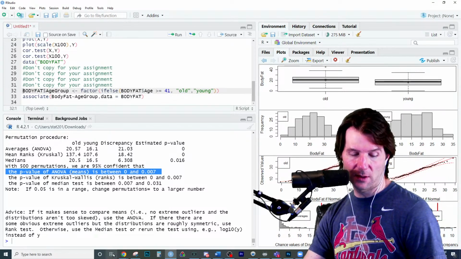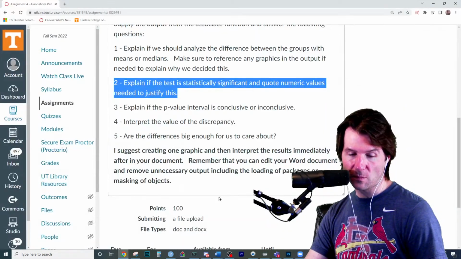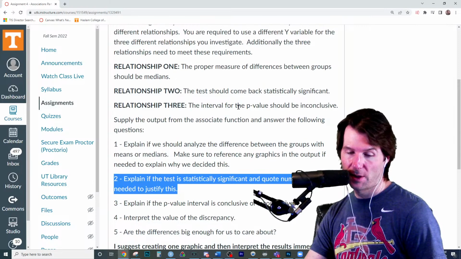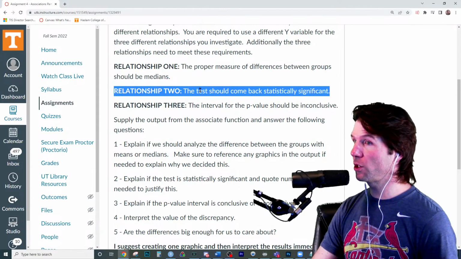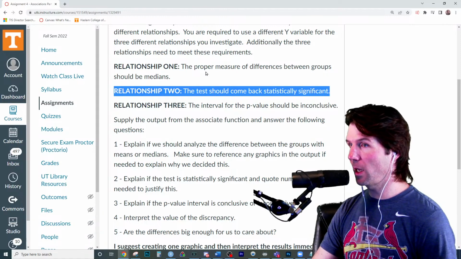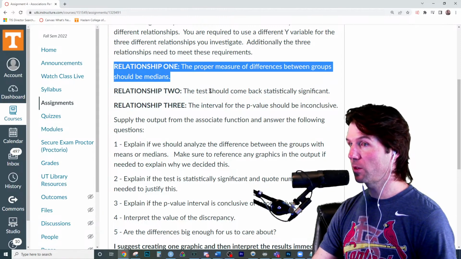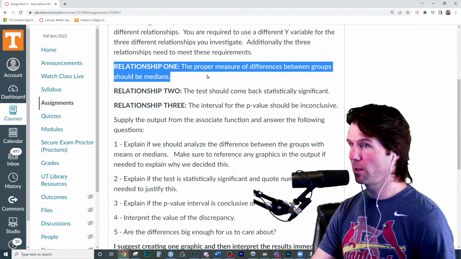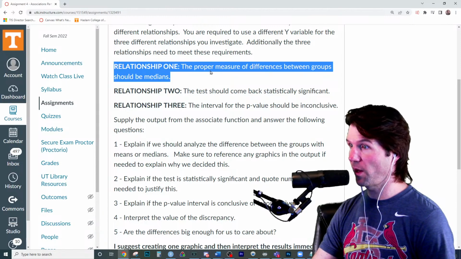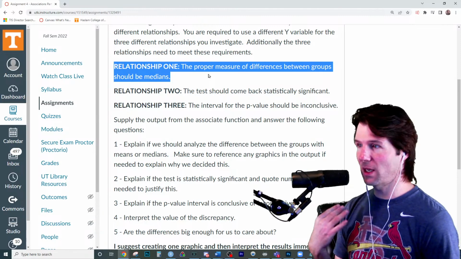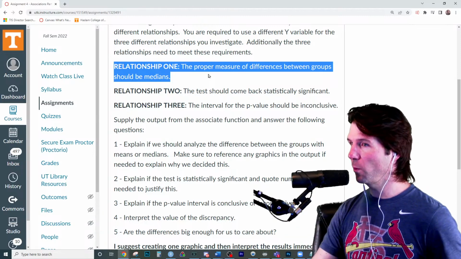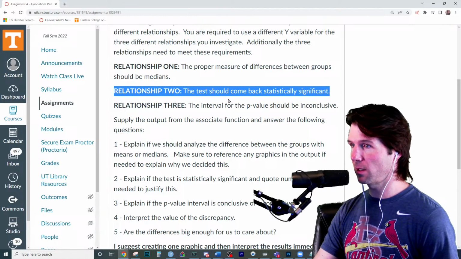So if you look at this, let's look at our results up here. We have to create a test that comes back statistically significant. So I would use this as my relationship number 2 right now. This is not one that's analyzed with medians, so I can't use it for test 1. The only requirement for this one is that it's a test that comes back with medians being used. But we didn't say medians should be used here. We said means, and it is statistically significant.